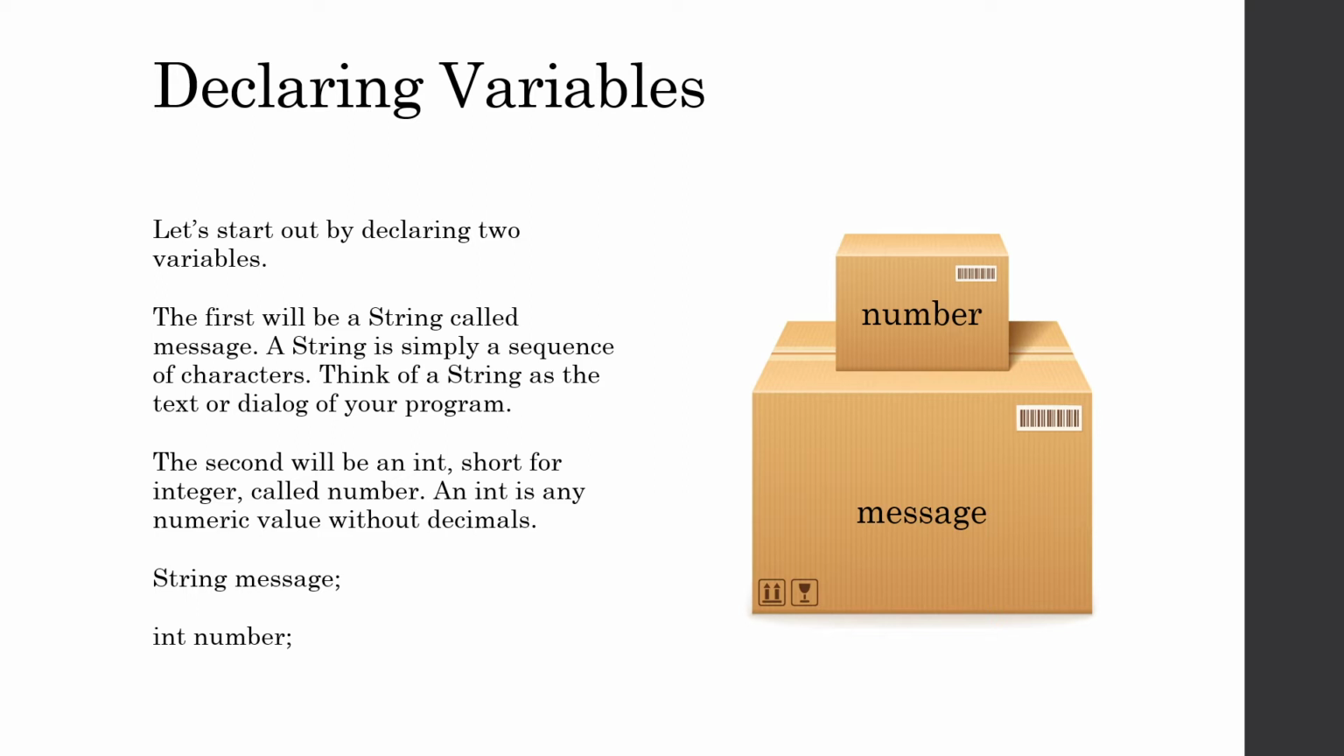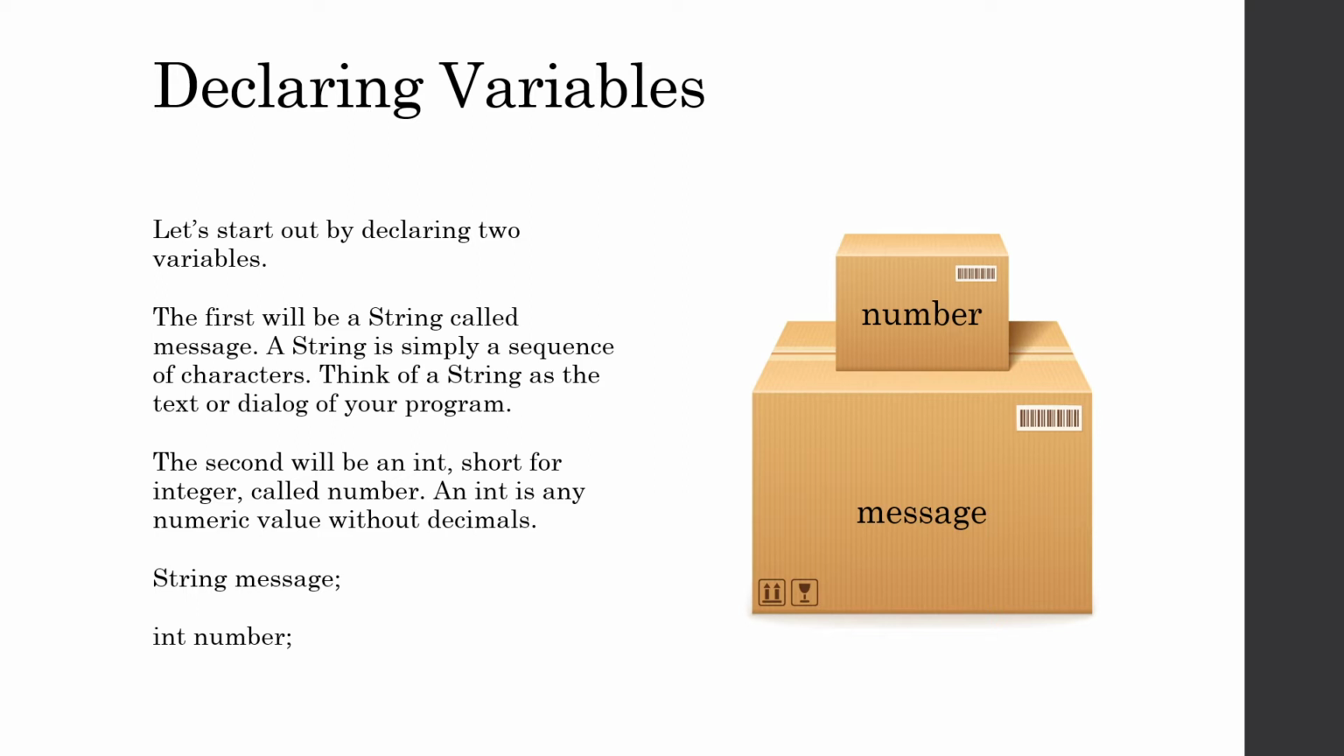So to give you an example of this, we'll consider two different variable declarations. So the first one is essentially what we already saw. We're going to have a string that we call message. So a string is essentially just a sequence of characters. You can kind of think of strings as being like the text, or in terms of novels, it'd be like the dialogue of your program.